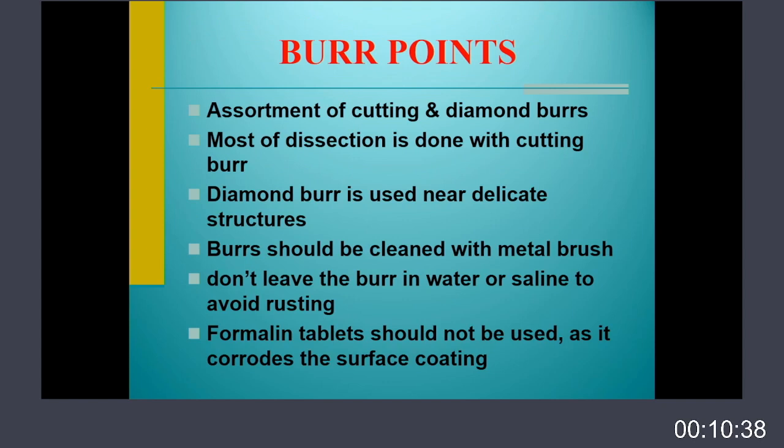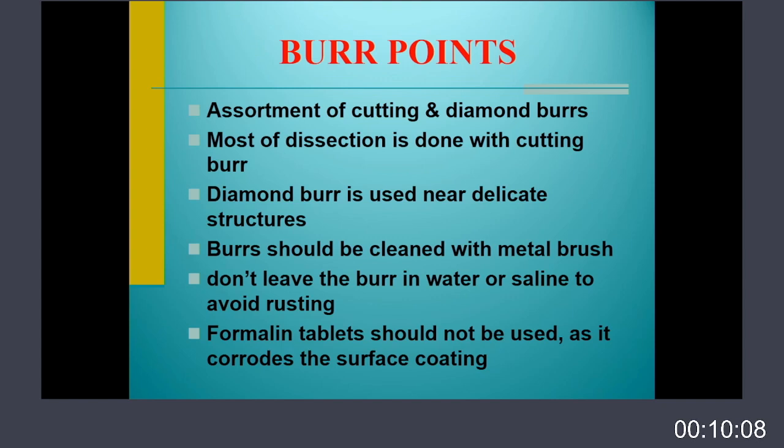We must have an assortment of cutting and diamond burrs. Most of the dissection is done by the cutting burrs. Many times in the exam they ask, how do you decide the size of the burr? We should try to use the biggest size of burr for a given area. Suppose the area is only 3 millimeter, how can you use a 4 millimeter burr? For a given area, you should try to use the biggest size of burr.